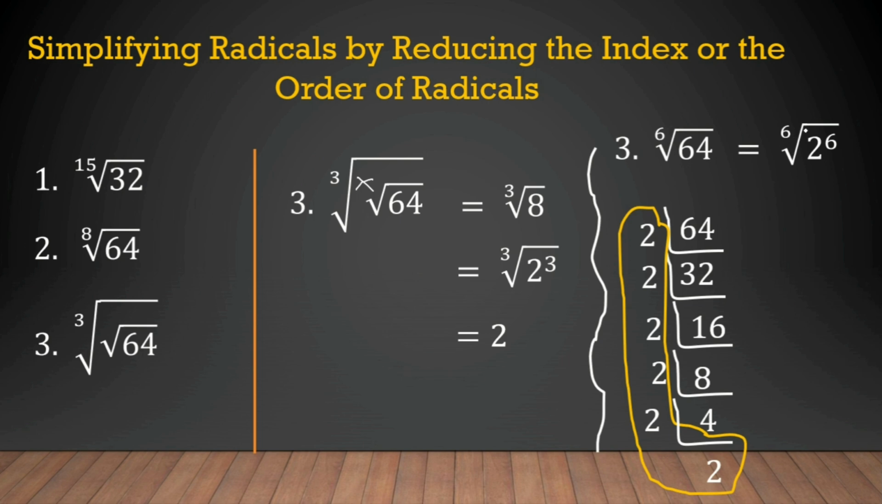Okay? So, as a shortcut, we can cancel this because its index is divisible. So, the answer is still 2. Okay? So, it's the same here. Okay, so that will be the end of our part 1 about simplifying radical expressions.